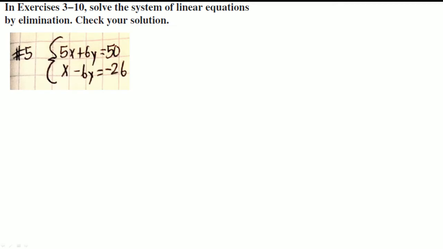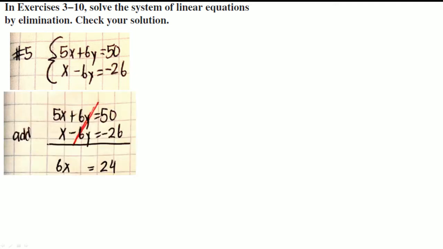Number 5. 5x plus 6y is equal to 50, and x minus 6y equals negative 26. Here are the two equations that make up this system. I'm going to add because those should cancel out. 5x plus x becomes 6x. 6y plus negative 6y gets eliminated. 50 add negative 26 becomes 24. Divide 6 to both sides to get x alone. 24 divided by 6 becomes 4. So x equals 4.